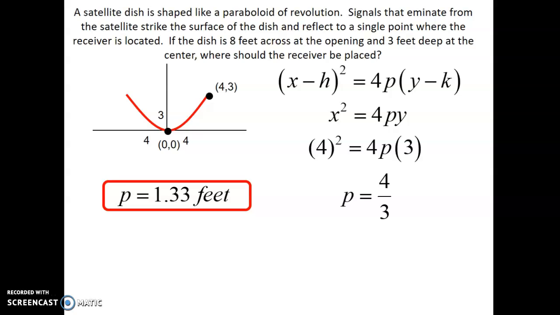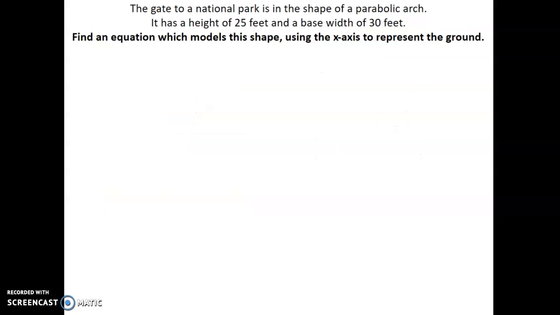All right, let's look at number 2. Okay, so the gate to a national park is in the shape of a parabolic arch. It has a height of 25 feet and a base width of 30 feet. It says find the equation which models the shape using the x-axis to represent the ground. So this is telling us how to draw the picture. Okay, now the picture is an important piece. The picture is a standard on the test. So you need to draw the picture.